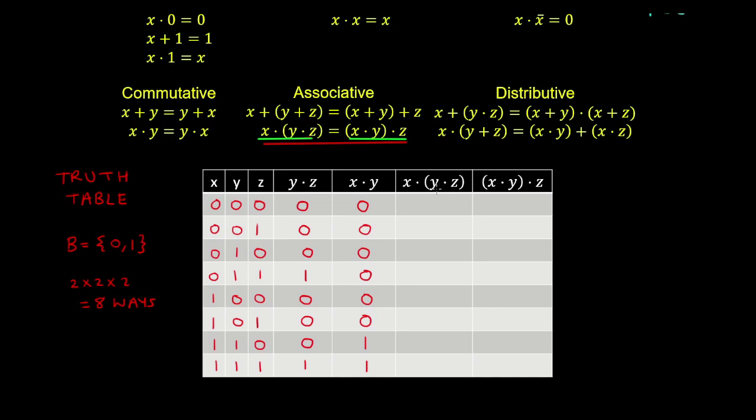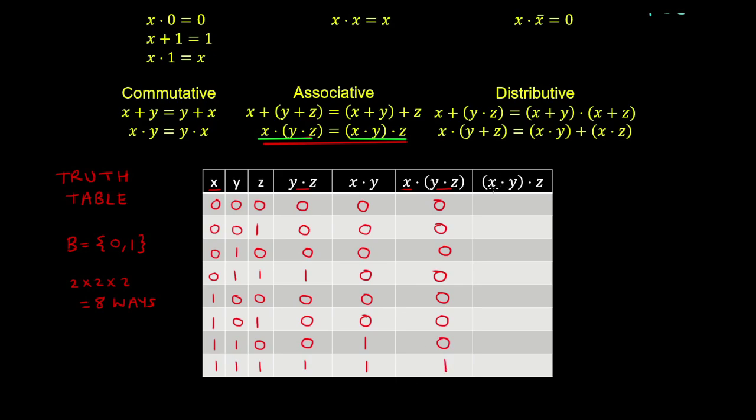So now that we evaluated y and z, we can evaluate x and y and z using this column and this column. So we have 0 and 0 is 0. 0 and 0 is 0. 0 and 0 is 0. 0 and 1 is 0. 1 and 0 is 0. 1 and 0 is 0, 1 and 0 is 0, and 1 and 1 is 1.